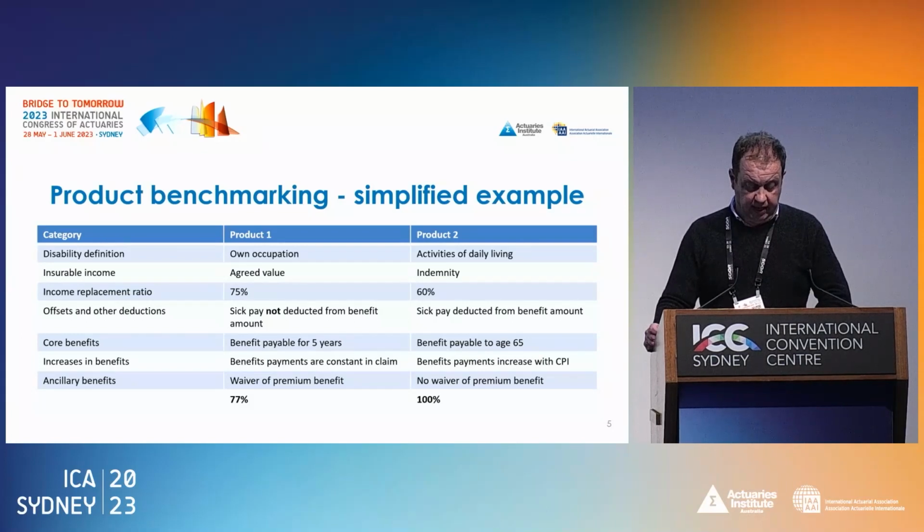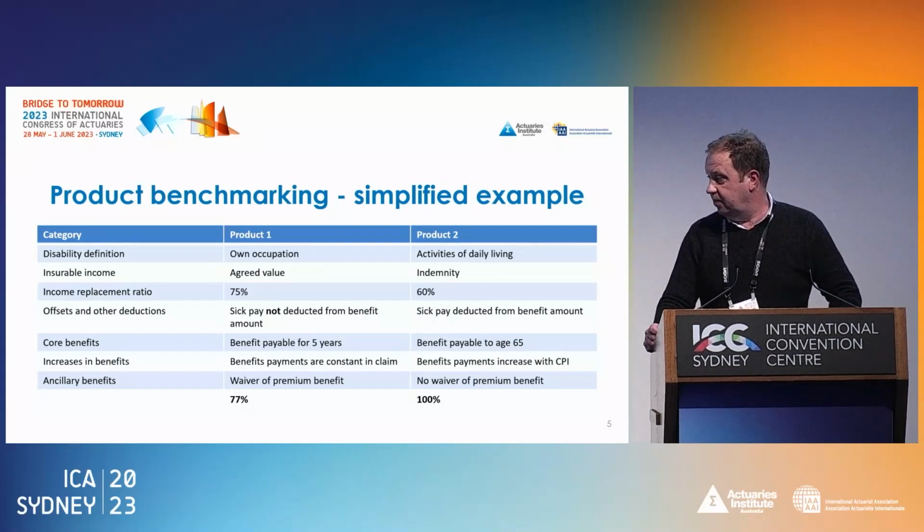And so in this fictional case, product 1 scored 77%, and product 2, which had the very restrictive definition of disability, has a 100% rating. So that's how we did the benchmarking, and as I say, we took those scores for each of the products in each of the markets and used those as an input to the later experience analysis that David has undergone, which I'll now get him to talk about.